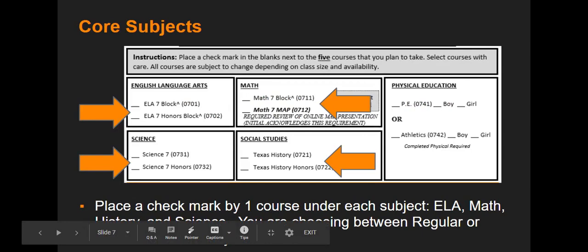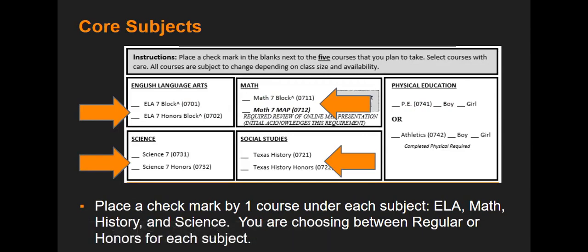So what we're going to talk about right now are selecting your core classes. We mentioned them earlier. There's 4 of them: English language arts, math, science, and social studies. All of those classes are offered in an honors form. We have the honors classes, knowing that they do require a little bit more homework, a little bit more effort, a little bit more time.